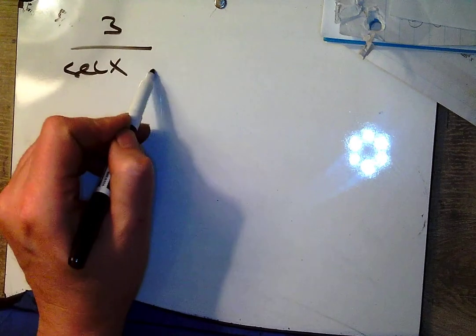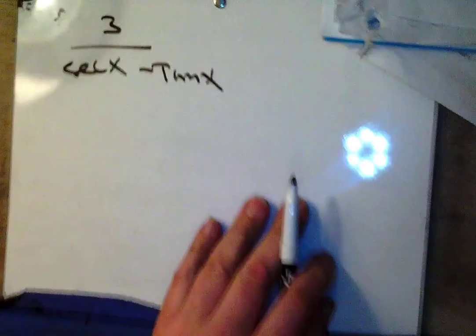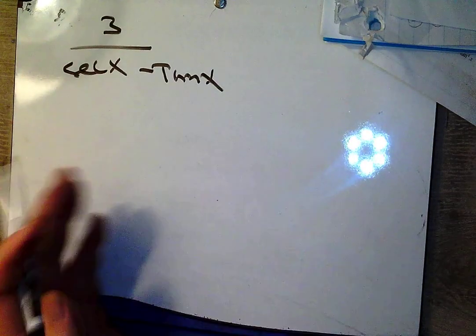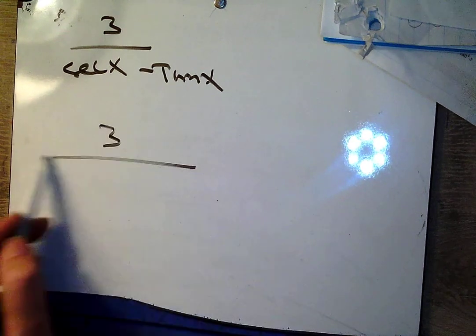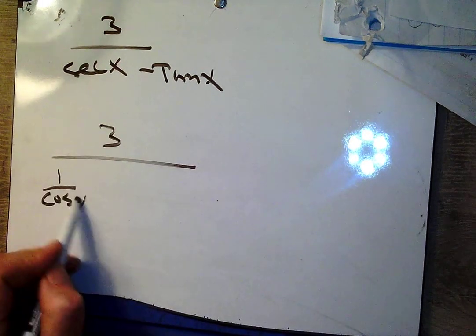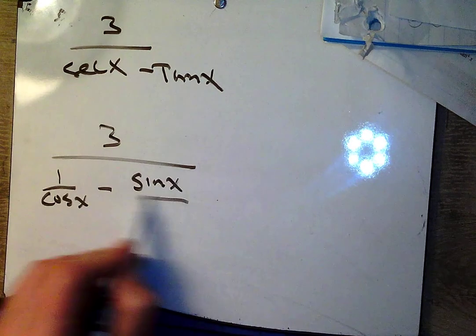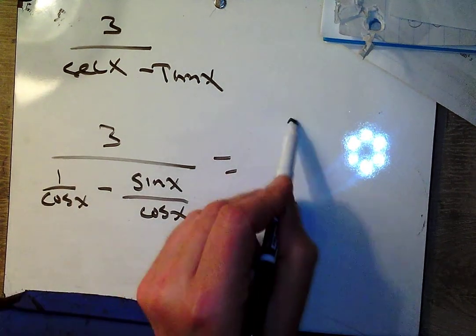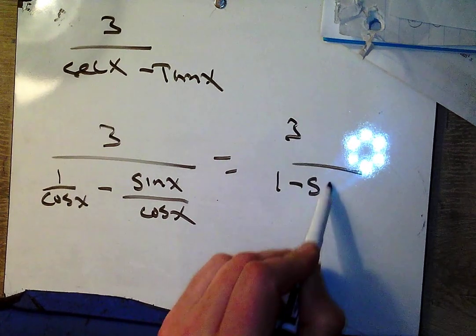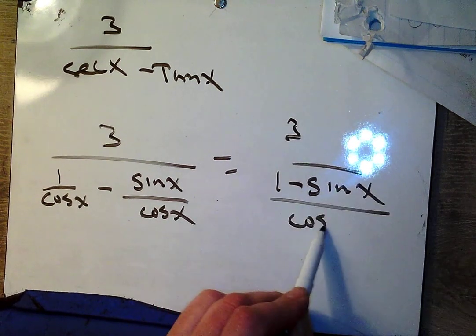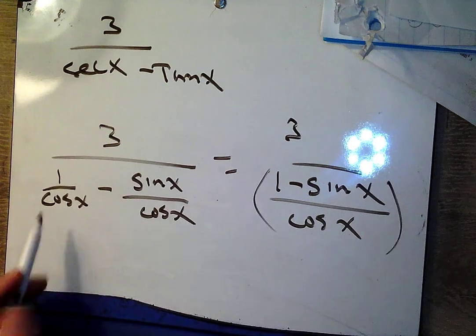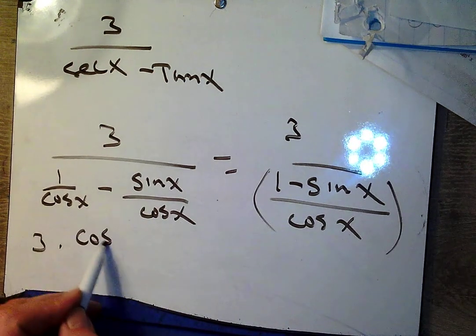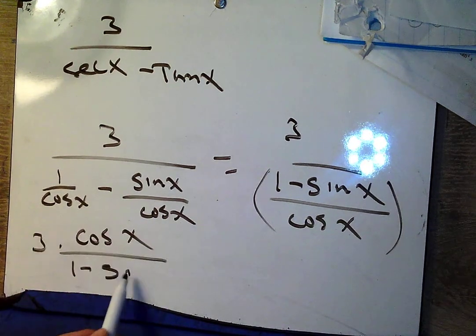3 over secant x minus tangent x. So here's what most students want to do. They want to do 3 over 1 over cosine x minus sine x over cosine x. And then they say, oh, look, a common denominator. And so that's going to be 3 over 1 minus sine over cosine. And then they say, oh, we can do flip and multiply. 3 times cosine x over 1 minus sine.